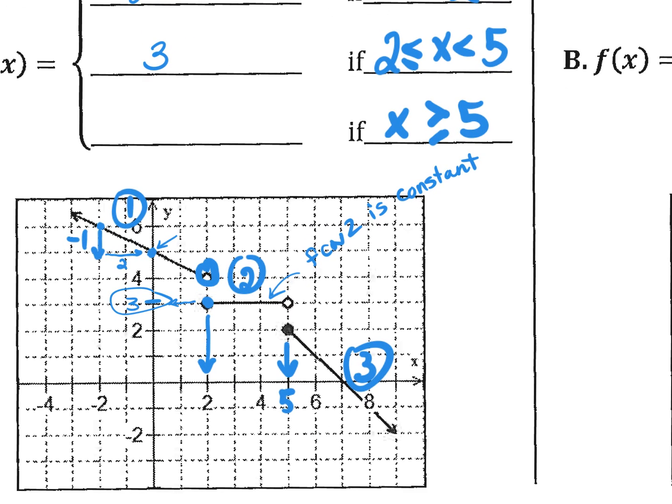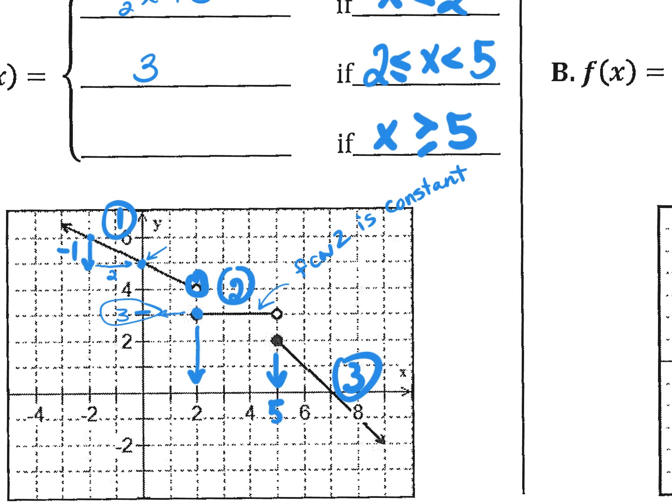Now, the third function is what? It's linear again, isn't it? Y equals mx plus b. We can start with filling in the slope, can't we? What is the slope for this one? Down what over what? Down 1 and over 1, right? So it is -1 over 1.